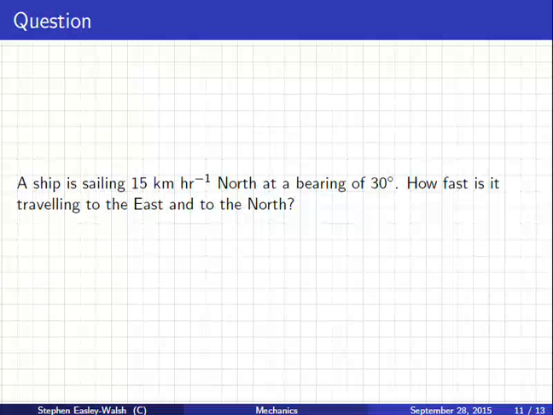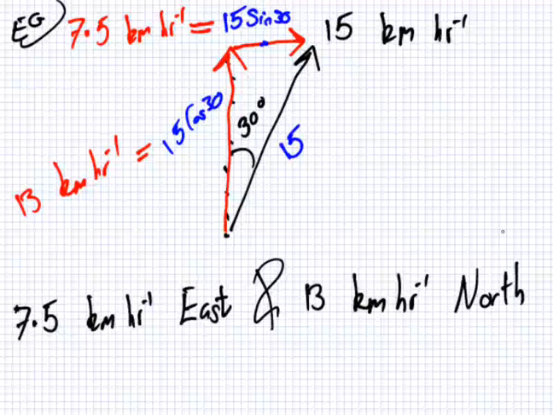I think there's another example. Do you want to write that one down? No, it's okay? All right. So this one here: a ship is sailing 15 kilometers an hour at a bearing of 30 degrees. I shouldn't really say north if I gave a bearing. How fast is it travelling to the east and to the north?